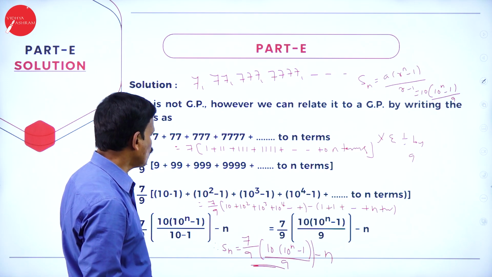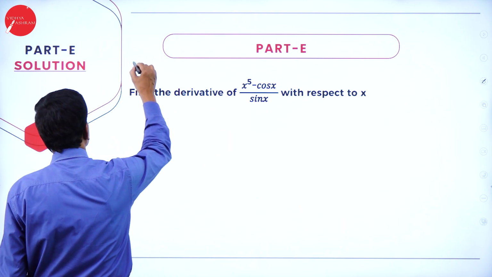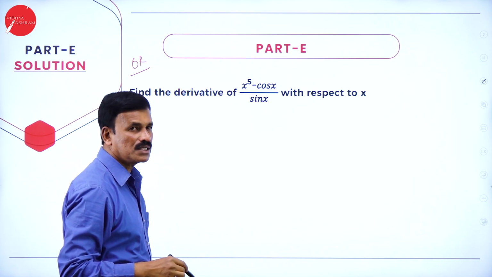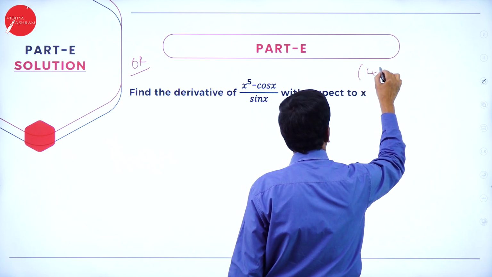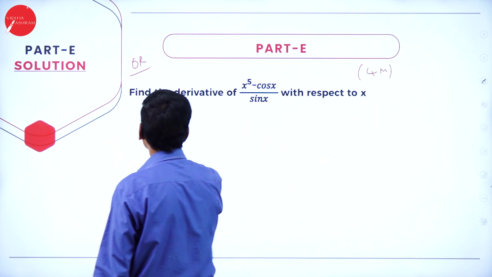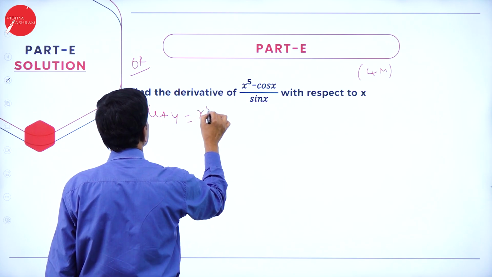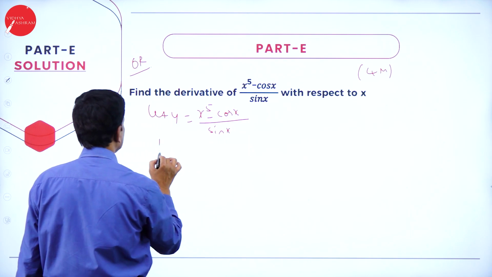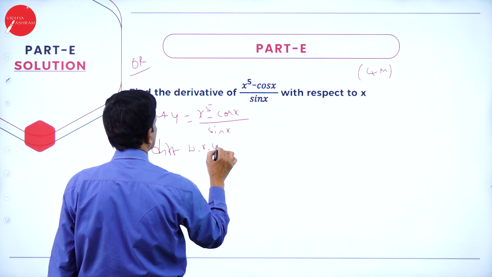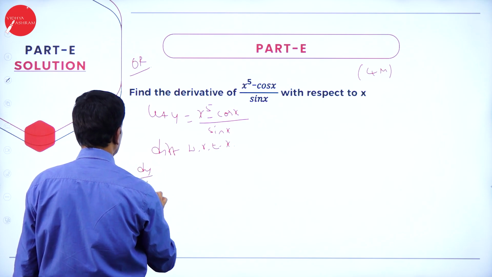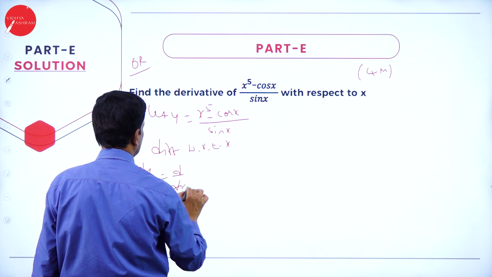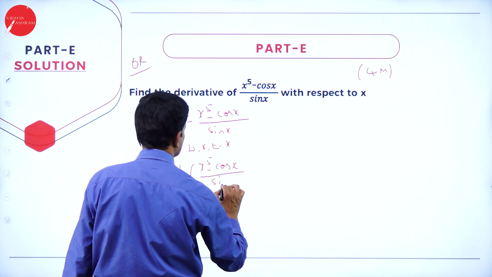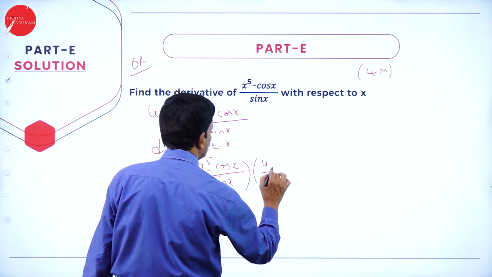Okay. Now, move on to the next question, the internal choice question: find the derivative of x to the power of 5 minus cos x, divided by sin x. This is also a 4 mark question. Let y equal x to the power of 5 minus cos x divided by sin x. Now, differentiating with respect to x, dy by dx is d by dx of x to the power of 5 minus cos x divided by sin x.